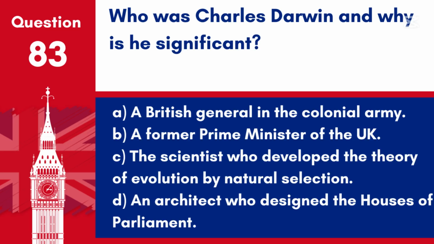Question 83. Who was Charles Darwin, and why is he significant? A. A British general in the colonial army. B. A former Prime Minister of the UK. C. The scientist who developed the theory of evolution by natural selection. D. An architect who designed the Houses of Parliament.